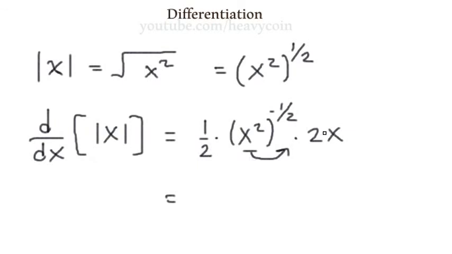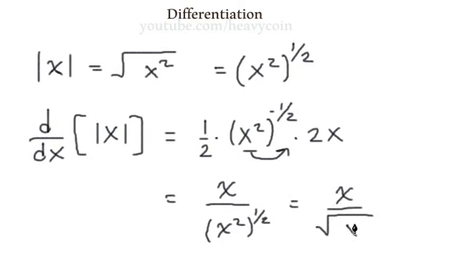And now what we're going to do is simplify this thing down. So half of 2 is 1, and this becomes just x on top, and then because it's a negative exponent, I can take this down into the bottom and make it a positive exponent. Of course, we can rewrite this as x over the square root of x squared. Okay. So the derivative of the absolute value of x is x over the square root of x squared. Let's look at another one.